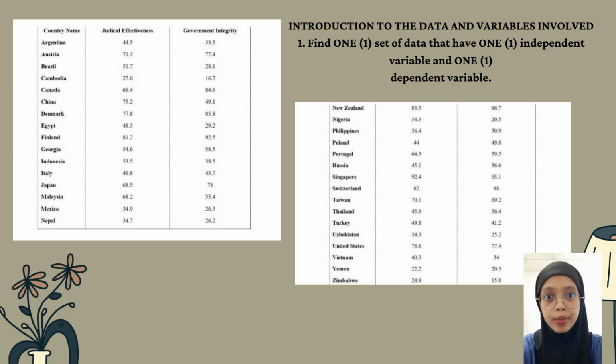An independent variable is a variable that stands alone and is not changed by the other variables you are trying to measure. A dependent variable is something that depends on other factors. As you can see, the data show the relationship between judicial effectiveness and government integrity. Judicial effectiveness represents the dependent variable, which is X, and government integrity represents the independent variable, which is Y. The sample size, or N, is 32 samples.